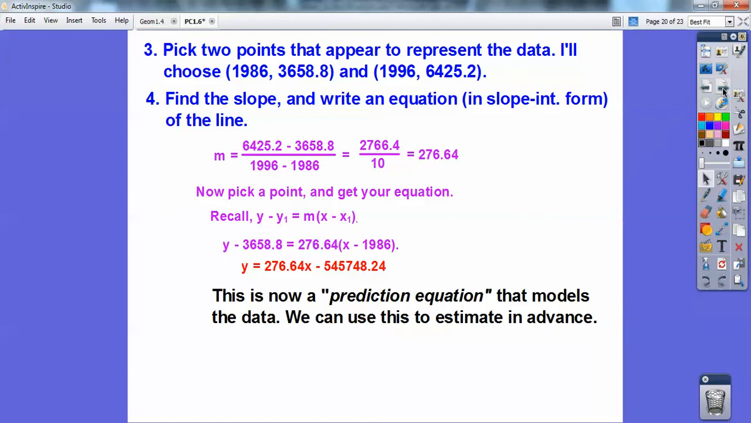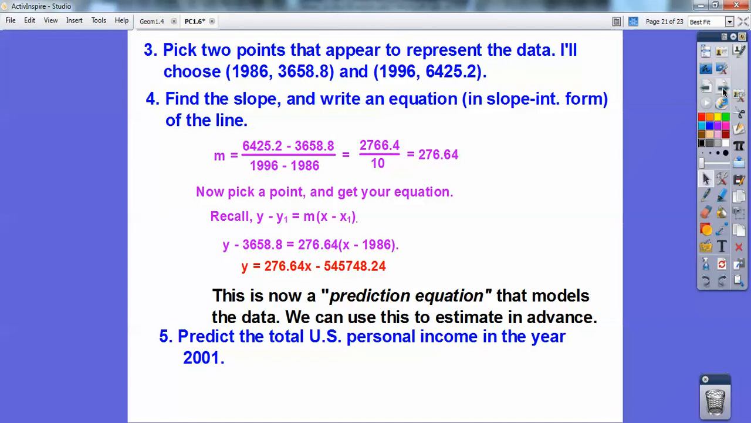Now yours might be a little different if you pick different points, and that's okay. You probably picked the same points I did because you're following this lesson. So this becomes our prediction now. Now we can make predictions of things in advance. So let's go ahead and predict the total U.S. personal income in the year 2001.